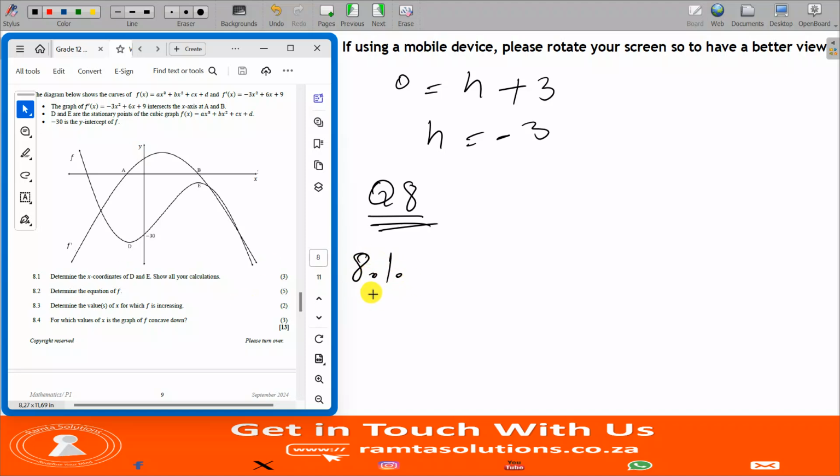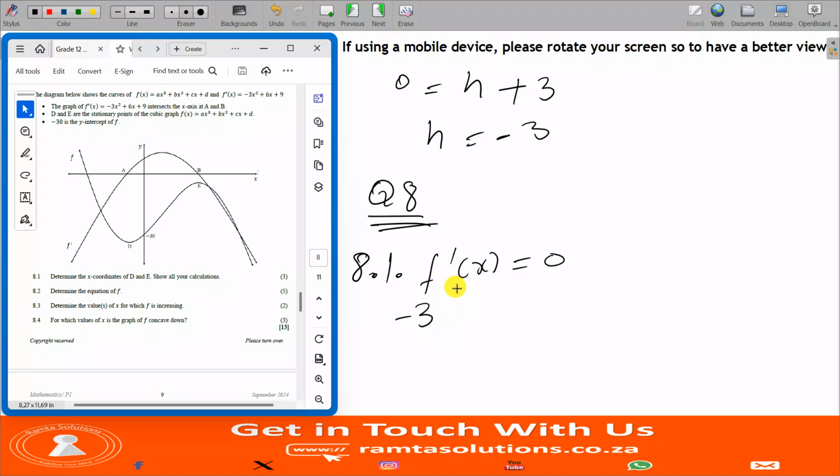Now 8.2 was an easy one. They say, determine the coordinates of D and E. Show all your calculations. Remember, the x-coordinates of D and E are the x-intercepts of the first derivative. So what is this? First derivative equals 0. So what is our first derivative?